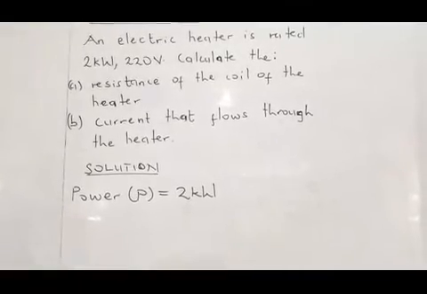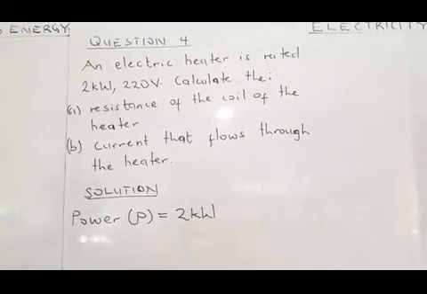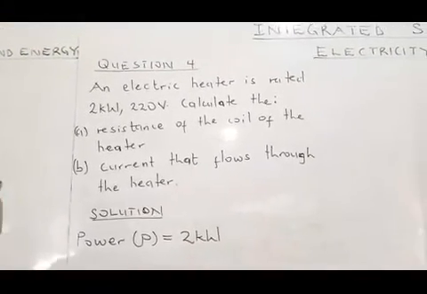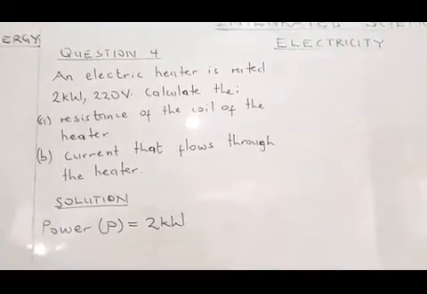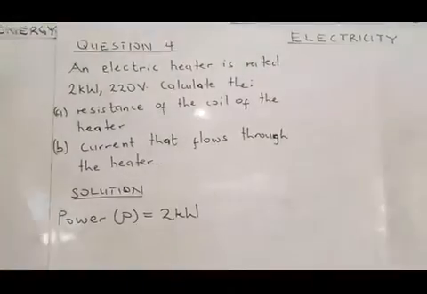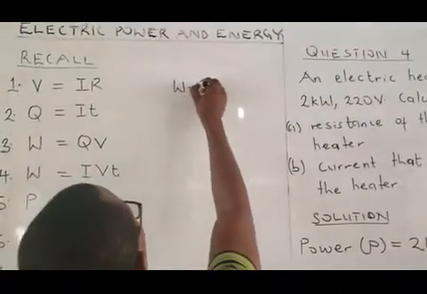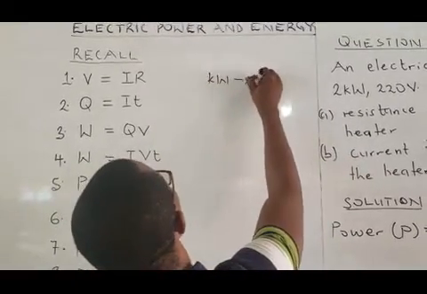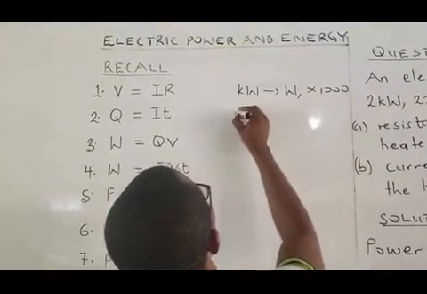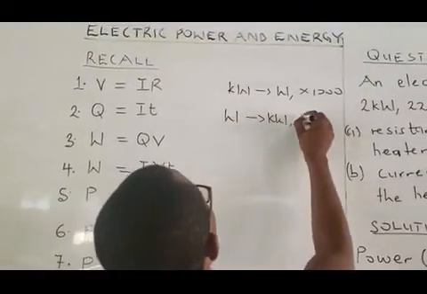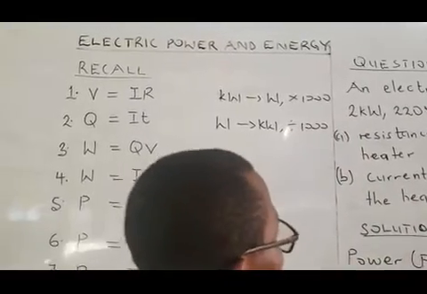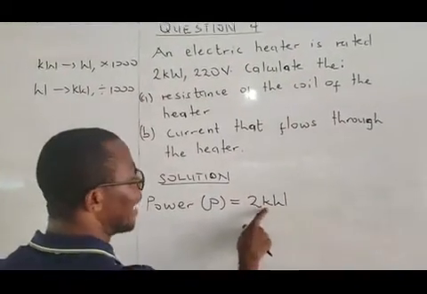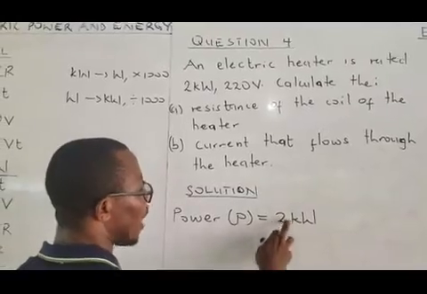If you look at our previous calculations, your power has to be in watts, but this is given in kilowatt. So it means that you have to convert the kilowatt into watt. If you remember what I said when we started talking about electric power, in converting kilowatt to watt, you multiply by 1,000, and if you are converting watt to kilowatt, you divide by 1,000. I also told you that the kilo means 1,000. So it becomes 2 times 1,000 watts.